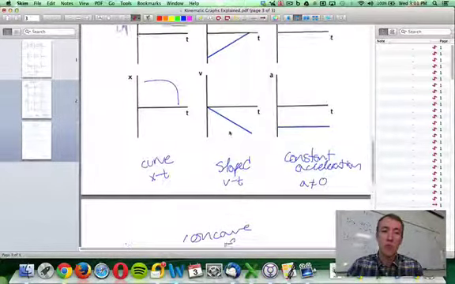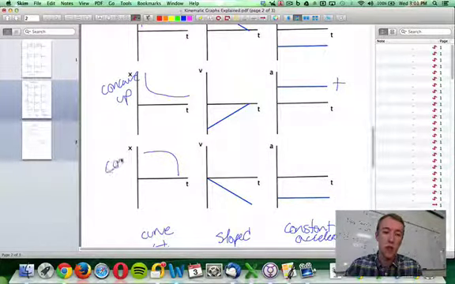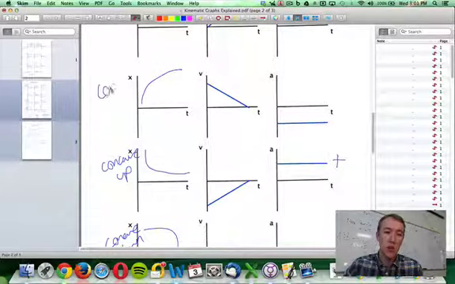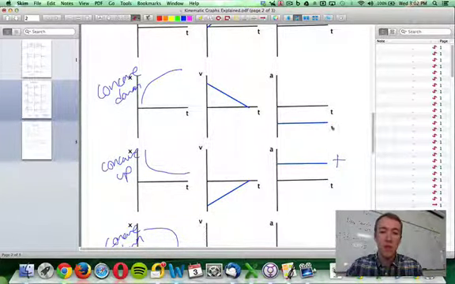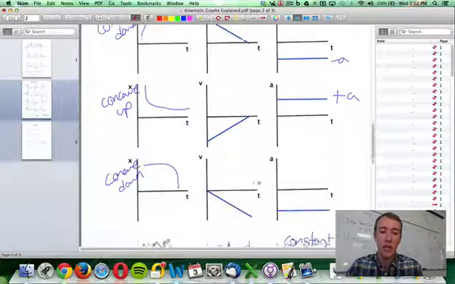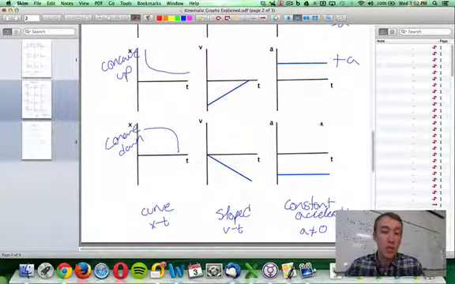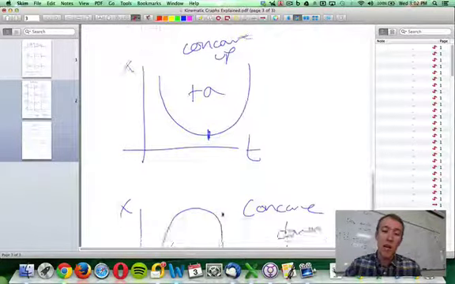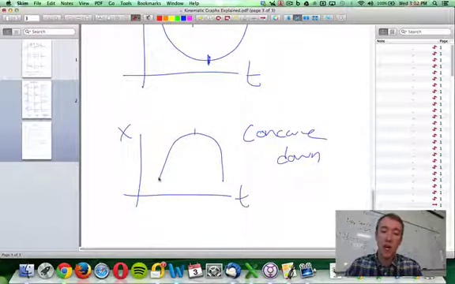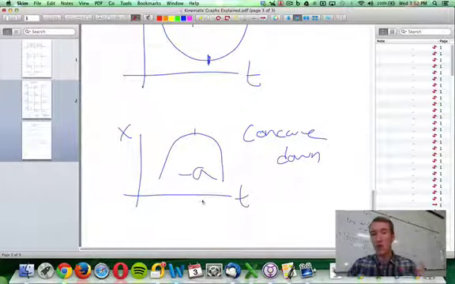Let's look back at our position time graphs here. This one is concave down. This one is also concave down. Both of these have negative acceleration. Okay, so concave down, negative acceleration. This one here was concave down, it also had a negative acceleration. So anytime part of your position time graph is concave down, it's going to have a negative acceleration during that portion.